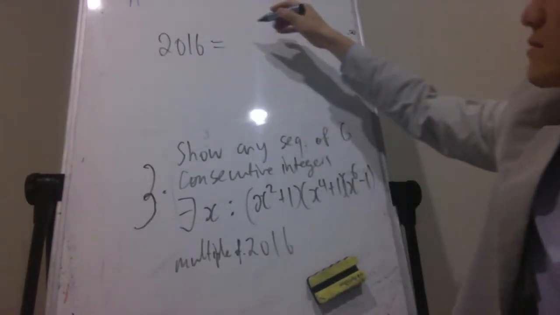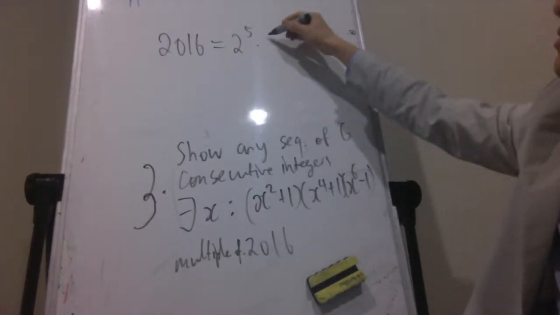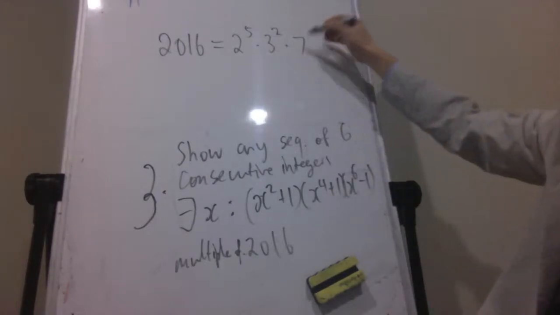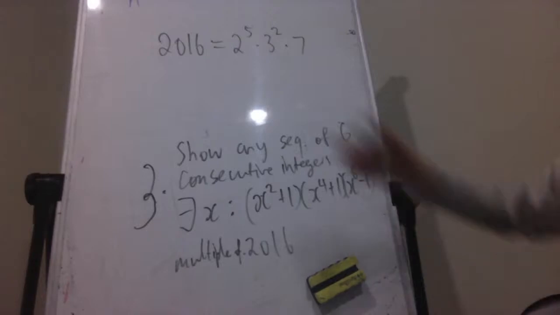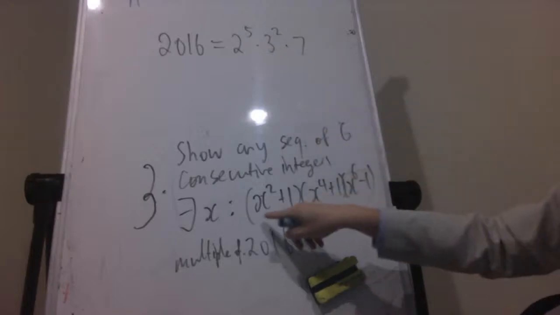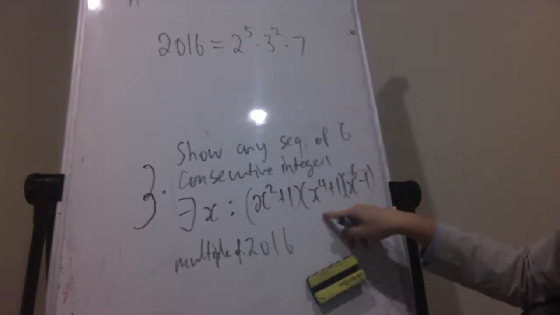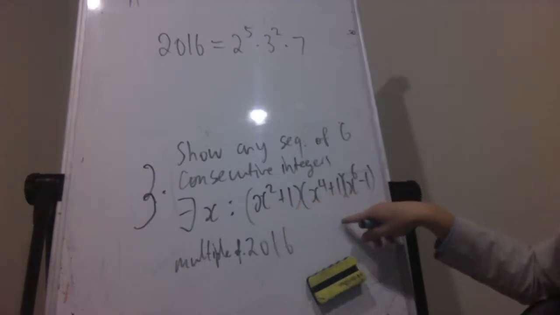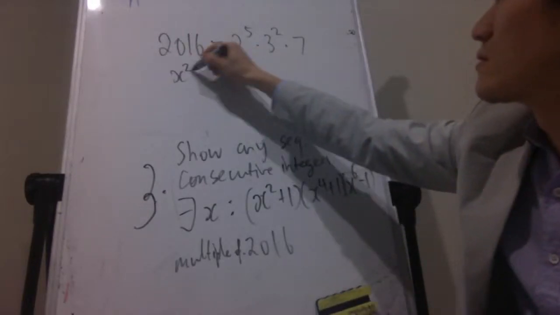Guys, 2 to the power 5 times 3 to the power 2 times 7. Do we agree that this is 2 to the power of 5 times 3 squared times 7? So we need 2's, right? If we pick an even number here, we're not going to get any 2's. But if we get an odd number, we're going to get at least 4 2's.